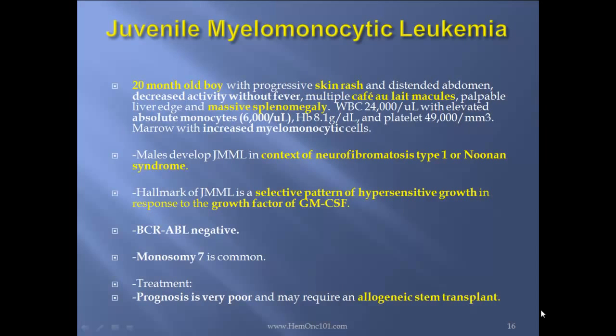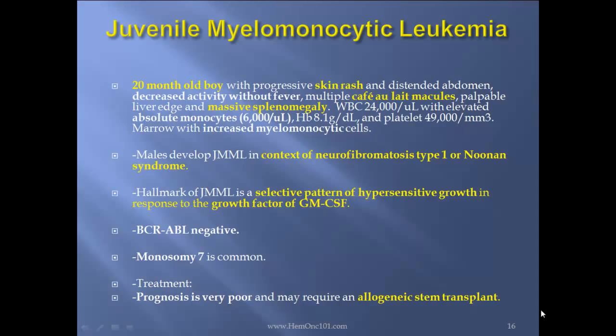Juvenile myelomonocytic leukemia, case report. 20-month-old boy with progressive skin rash, distended abdomen, decreased activity without fever, multiple cafe au lait macules, that's a very important keyword, palpable liver edge, and massive splenomegaly. WBC 24,000 with elevated absolute monocytes, hemoglobin 8, platelet count 49,000, marrow with increased myelomonocytic cells. Males develop JMML in context of neurofibromatosis type 1, therefore cafe-au-lait spots, or Noonan syndrome.